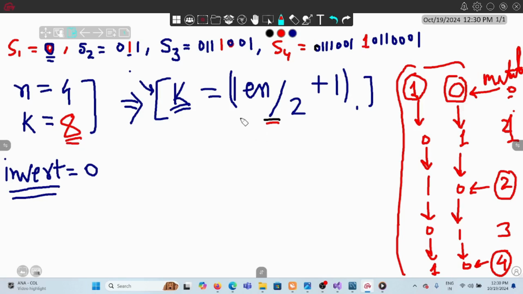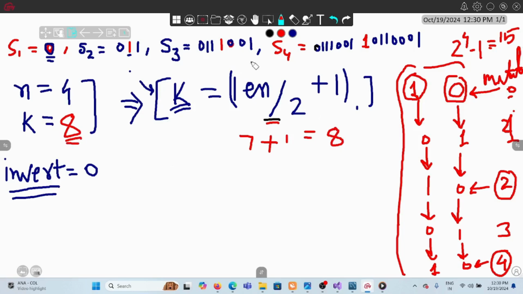Let's go with our approach: k equal to len by 2 plus 1. Len is basically 15, because it would be 2 to the power 4 minus 1, which is 15. So our length is 15, and I'm starting with this 15. What would the midpoint be? 15 divided by 2 is 7, plus 1, so this would be 8. We'll check if k is equal to the midpoint, and yes, in this case it is equal to the midpoint.